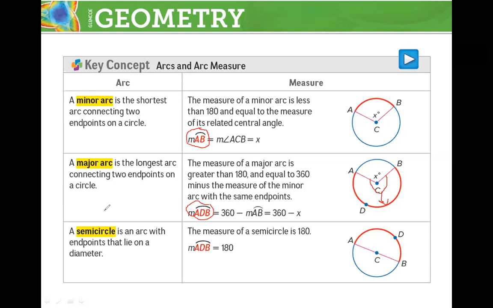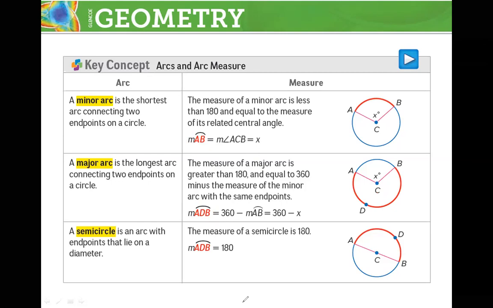The major arc? A major arc is the longest arc connecting two endpoints on a circle. The measure of a major arc is greater than 180 and equal to 360 minus the measure of the minor arc with the same endpoints. Okay. Thanks, Muhammad.